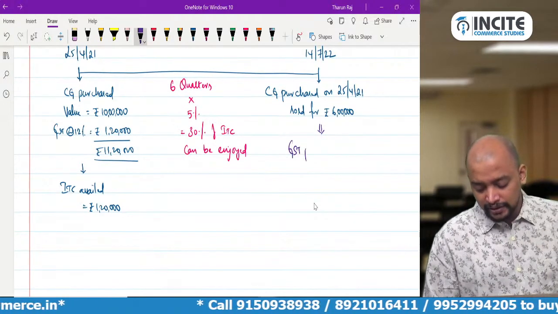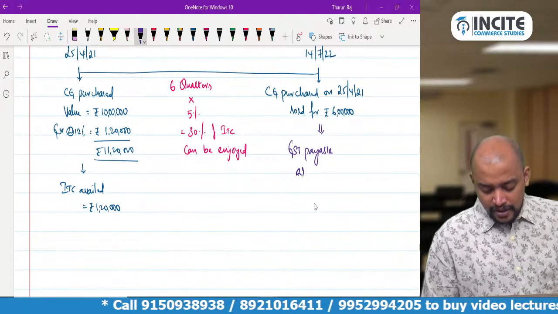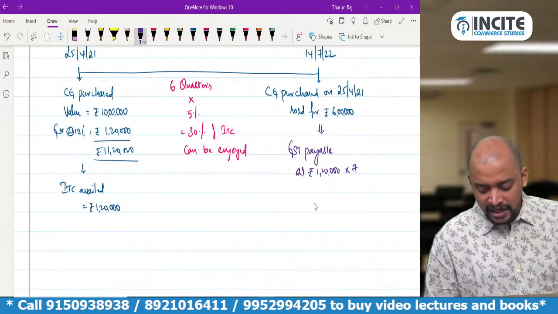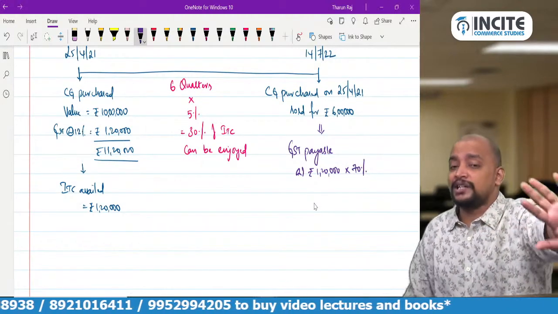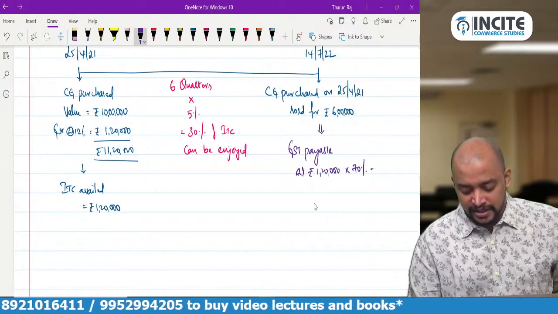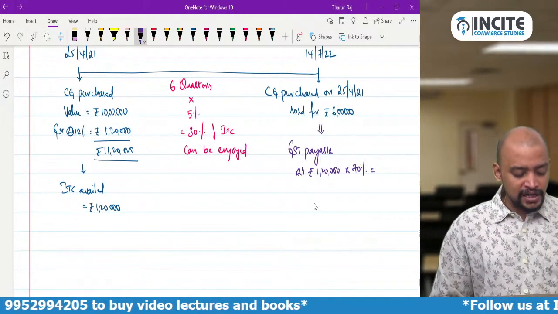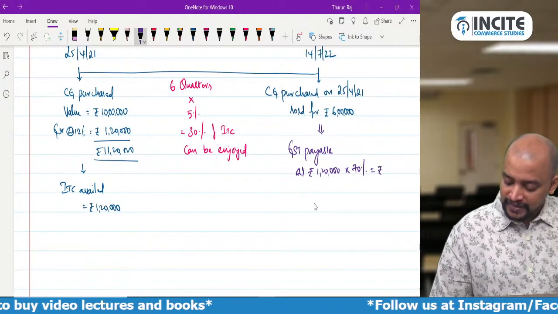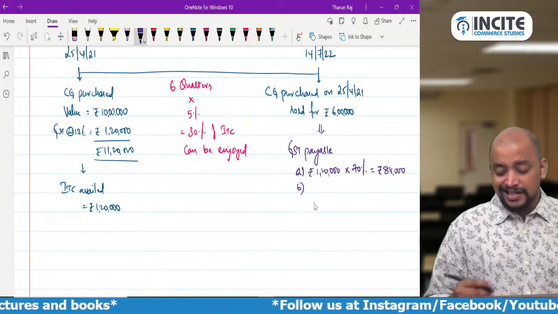GST payable is A, 1,20,000 into 70%. Why 70%? You used it for a period, so you enjoy 30%. Remaining 70% you need to reverse. So how much does it come to? 1,20,000 into 70%, that is 84,000. Or B, GST on sale value.